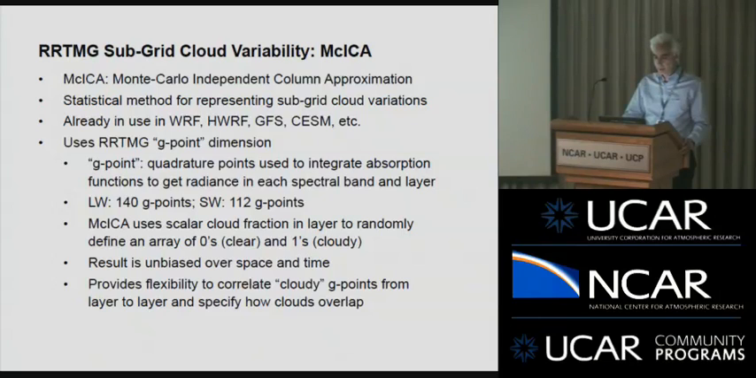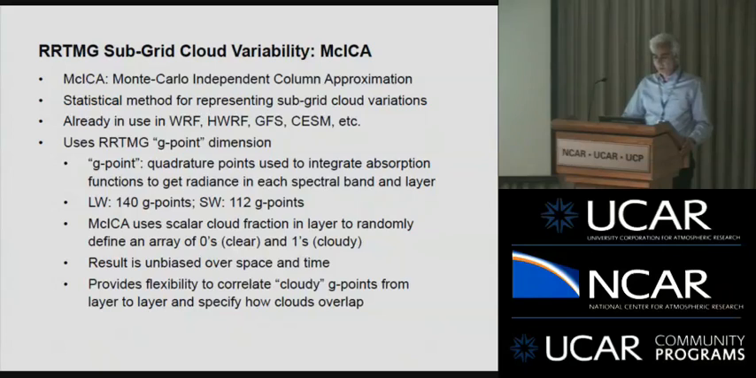So what McICA does is it takes the scalar cloud fraction for that column you're working with, and it defines an array of the g-point length of values of 0 and 1 by randomly selecting zeros and ones to represent the cloud fraction. So for example, if the cloud fraction was 75%, it would randomly select about 3/4 of the g-points to be calculated as cloudy, and the rest of them would be processed as clear.